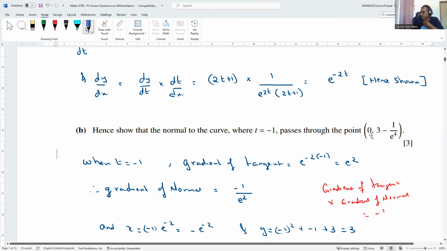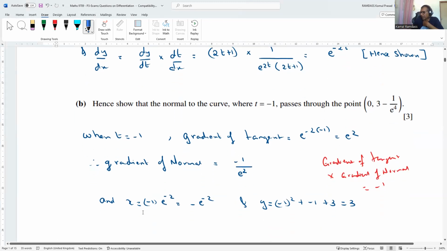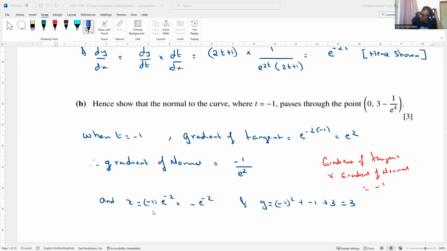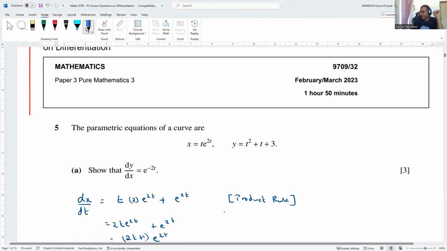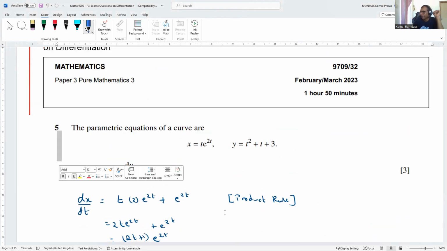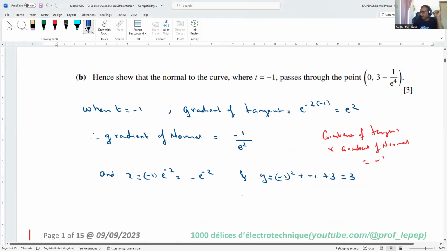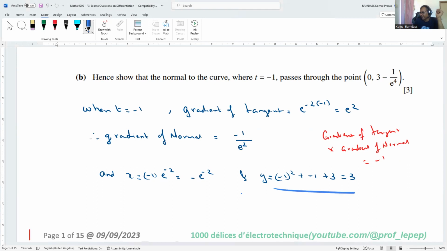Bon, passer sous le point 0,3 minus 1 over e to the power of 4. Et là, ce qu'il faut faire, c'est trouver the xy coordinate quand t is equal to minus 1. Ça veut dire, je remplace minus 1 là-dedans. T is equal to minus 1. Et moi je gagne x is equal to minus e to the power of minus 2. Et moi je gagne y is equal to 3.